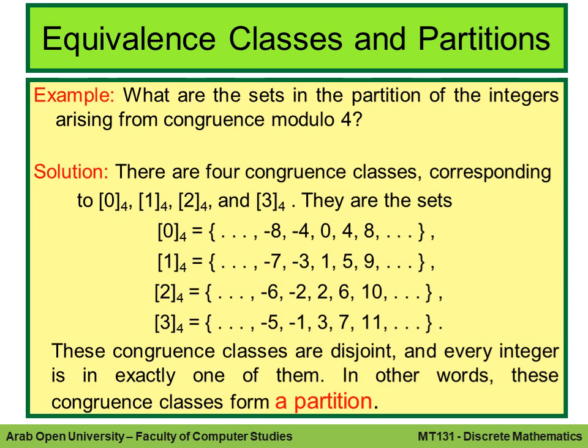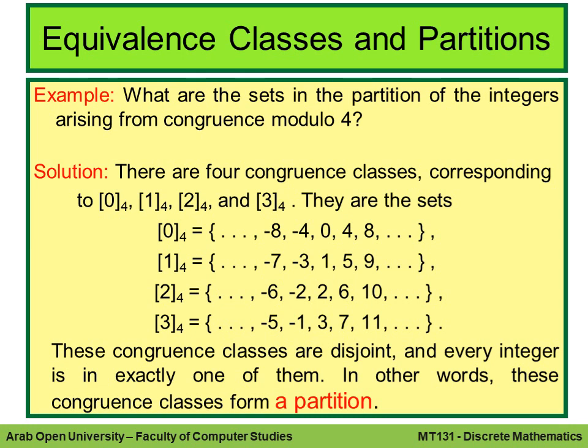And here we are back to the example of the congruence mod 4. We've already listed the class of 0, the class of 1. The class of 2 will be all the numbers such that if you subtract 2, you get a number divisible by 4. Here is the class of 2 listed. Here is the class of 3, which is all the numbers such that if you subtract 3, you get a number divisible by 4.